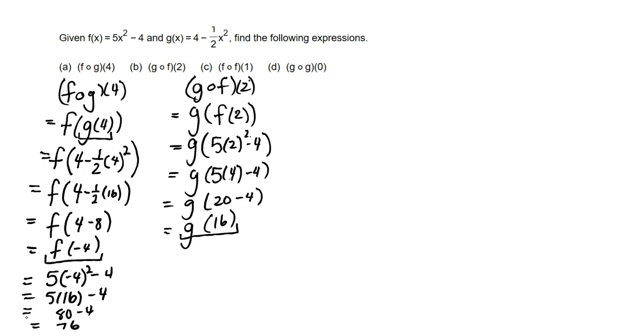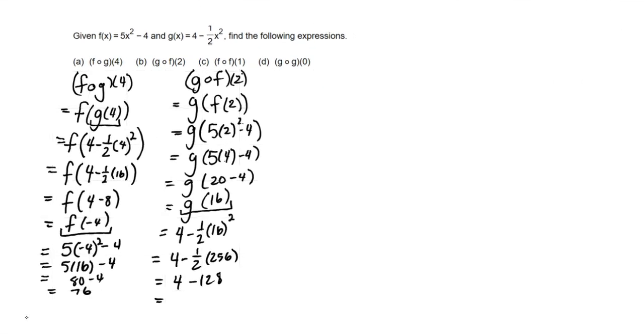Now these symbols tell me what to do next. G of 16. So I'm going to let x be 16 in the function g. That's 4 minus 1/2 times 16 squared. So following order of operations, I'll do 16 squared. 16 squared is 256. Half of 256 is 128, and 4 minus 128 is negative 124.